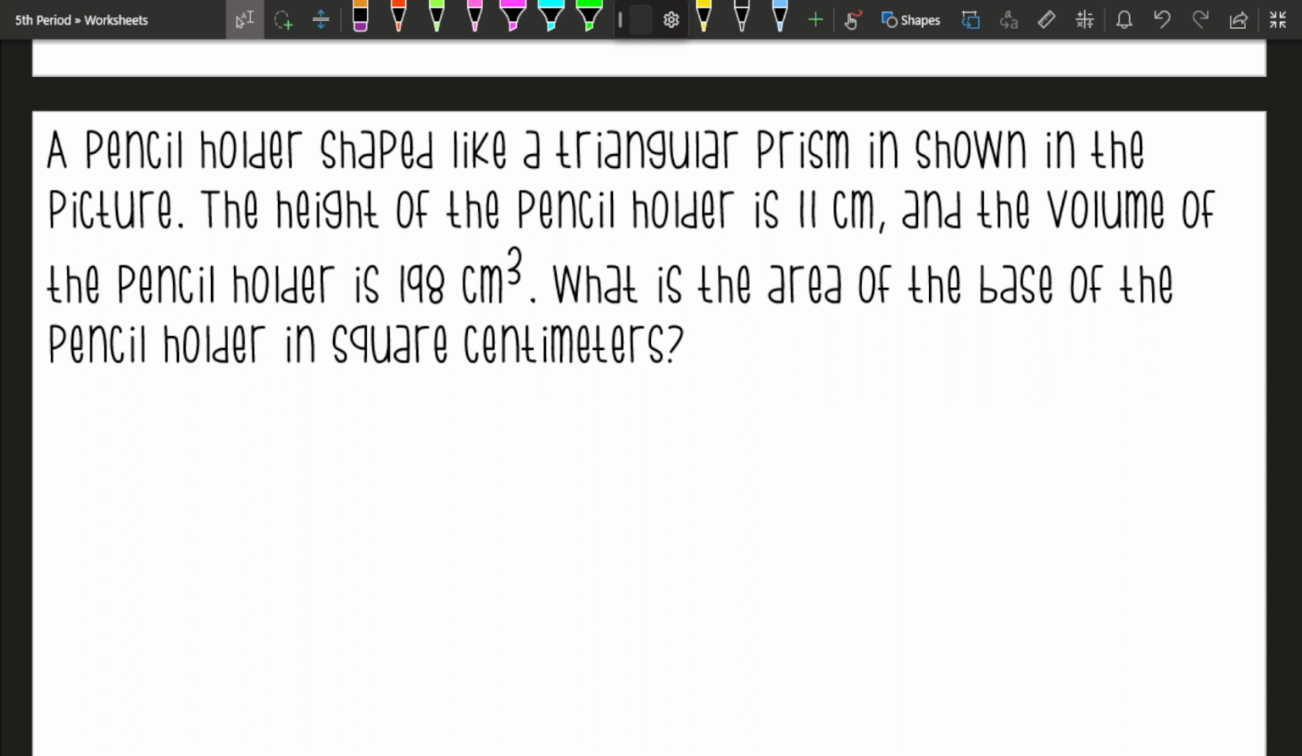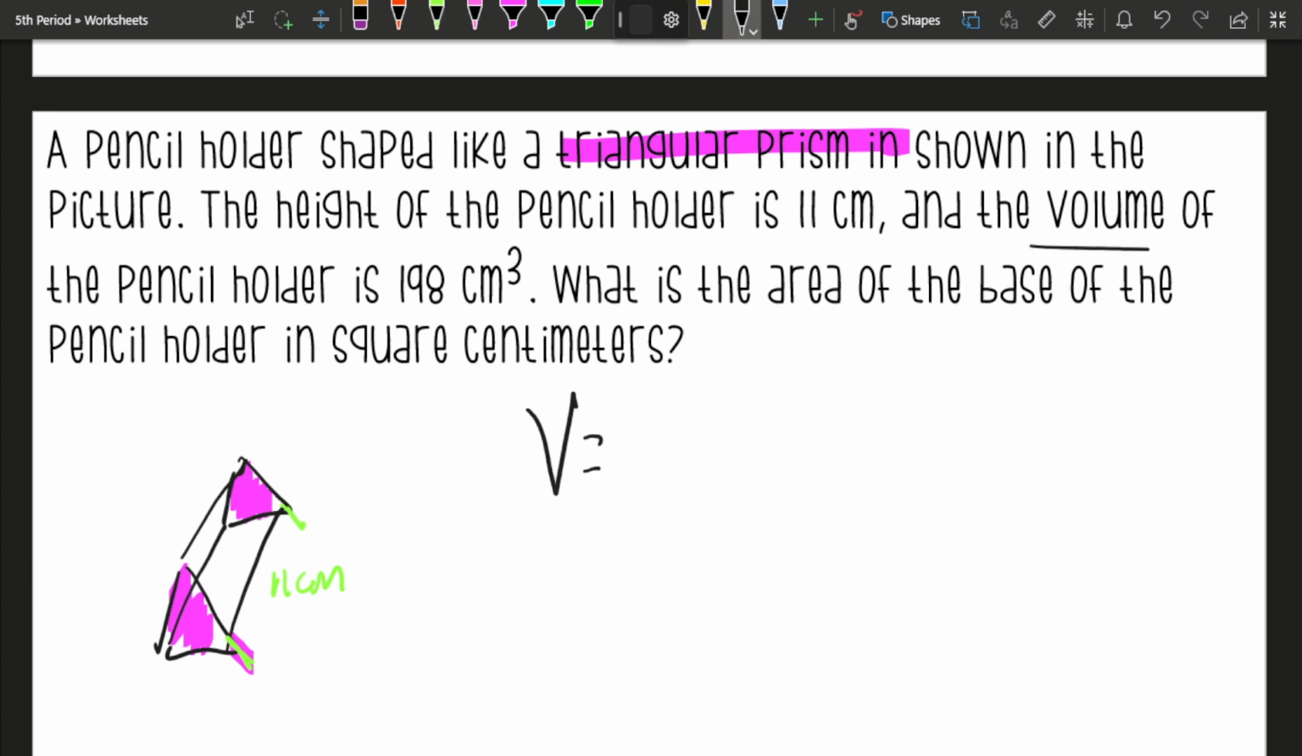So a pencil holder is shaped like a triangular prism. It says in the figure below, which we don't have, but we can easily draw one right here. And it says that the height of the holder is 11 centimeters. So my base is right here and right here, and they're telling me that the distance between these two bases, right here and here, is 11 centimeters. And they're telling me that the volume of the prism is 198 centimeters cubed.